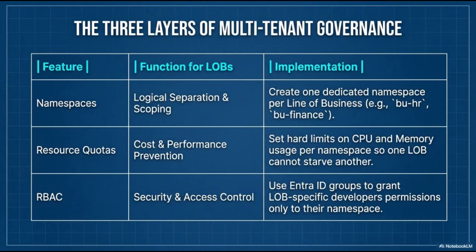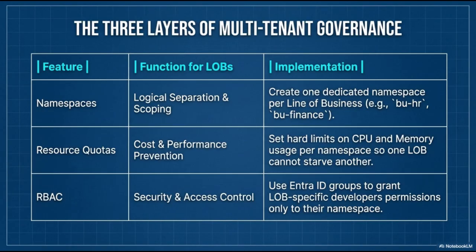The second layer consists of resource quotas. These are vital for cost management and preventing performance degradation. By setting hard limits on CPU and memory usage for each namespace, we ensure that one line of business cannot consume excessive resources and starve another, maintaining overall system balance.